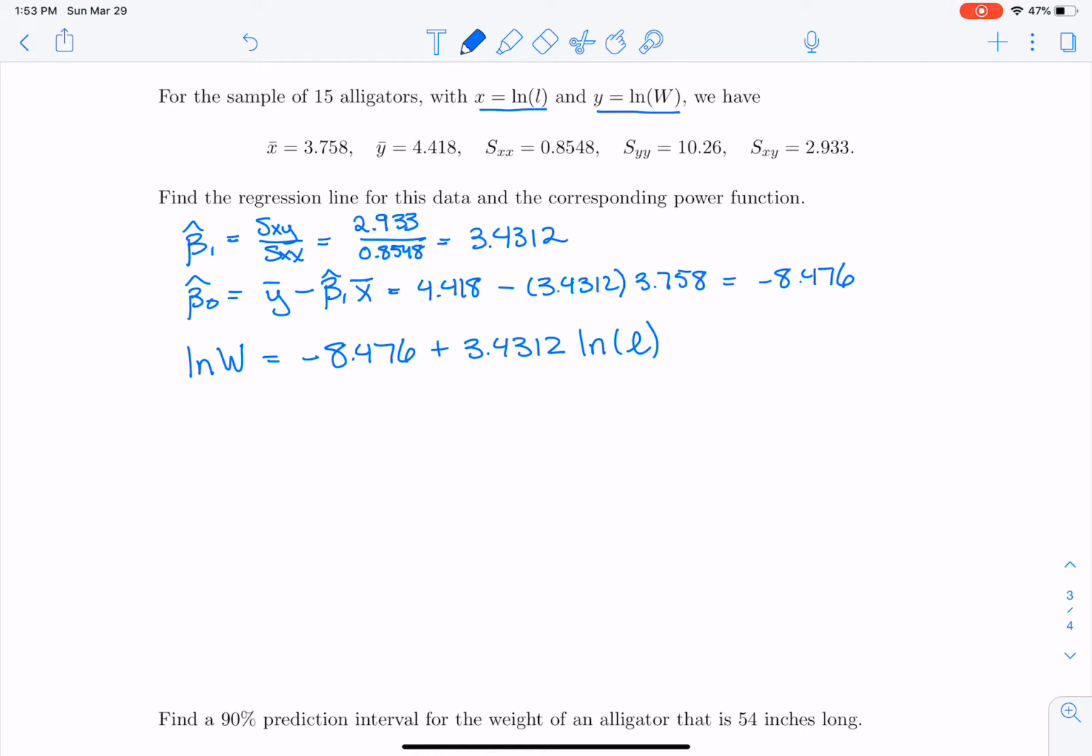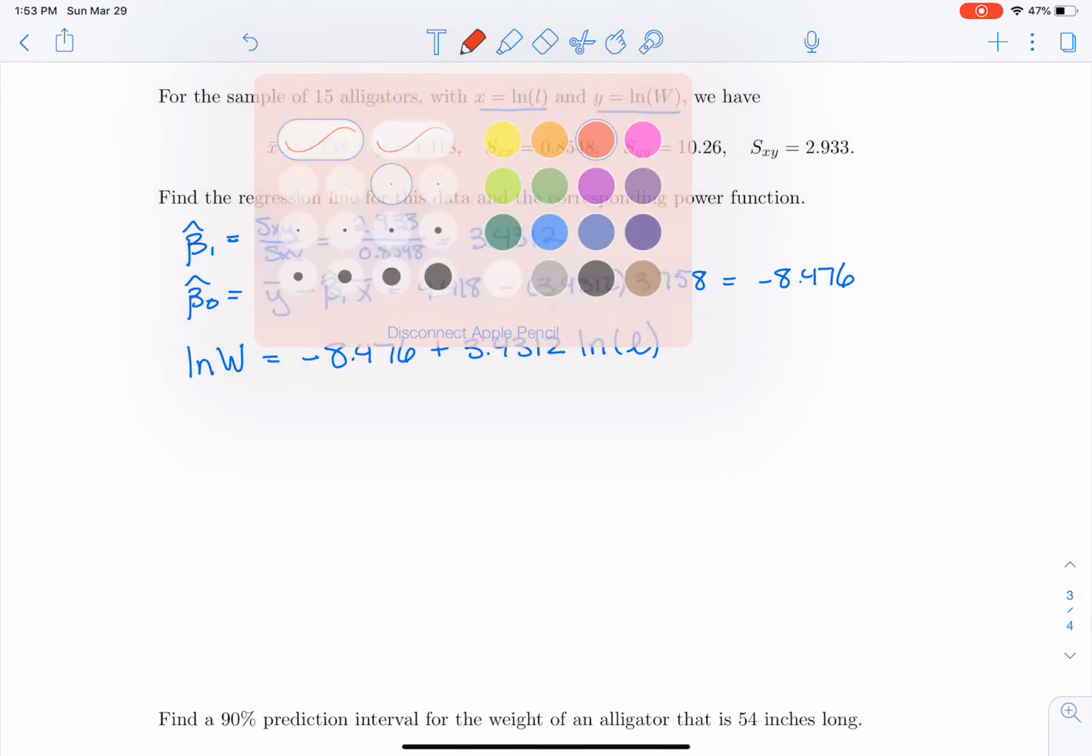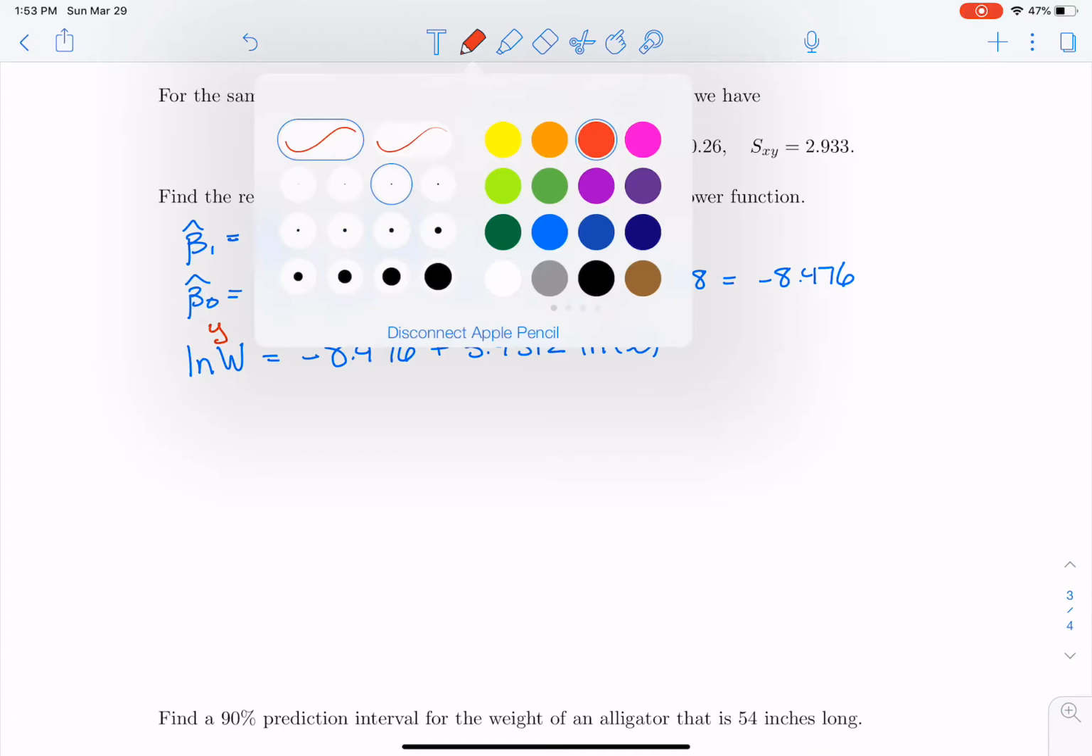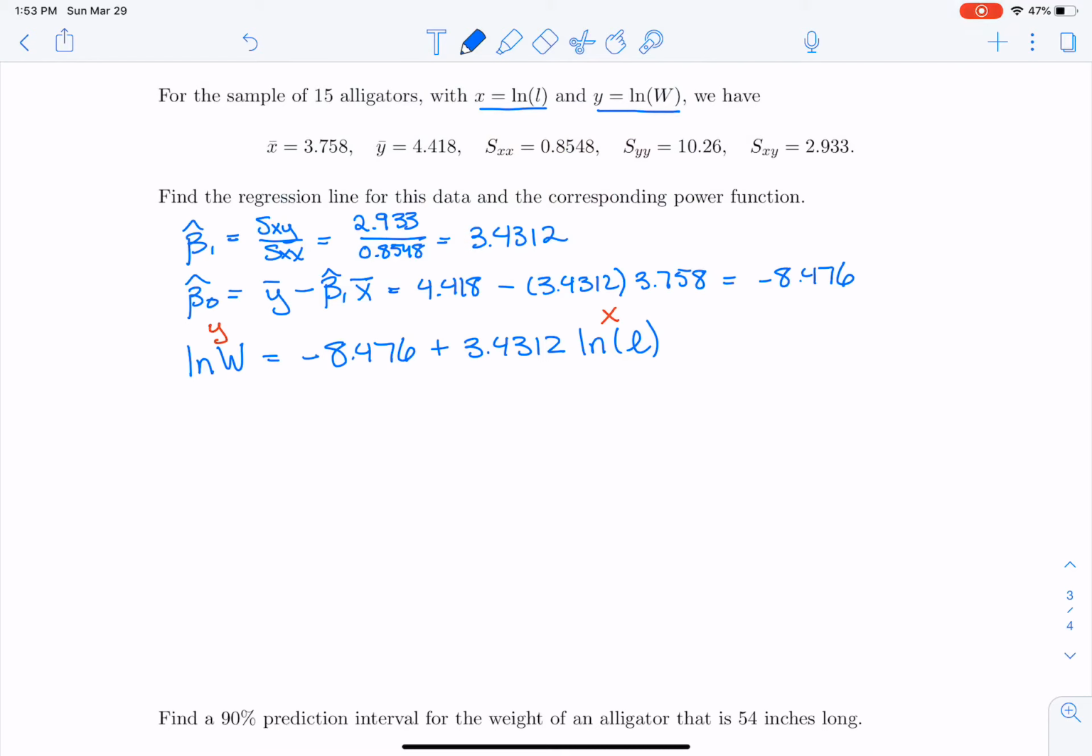I really like to write this with the natural logs because then it gives me a sense of how I would solve for W. I would just exponentiate, e to the power. The book is probably going to write this as y here and x here, but I like using the natural log W and the natural log L, because it tells me how to solve for W. So what is W?